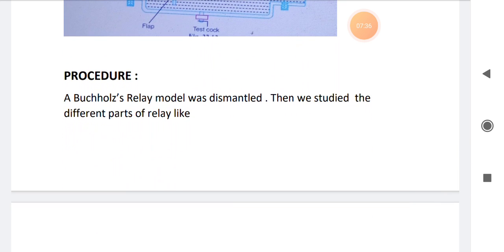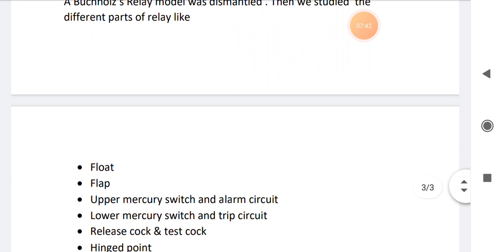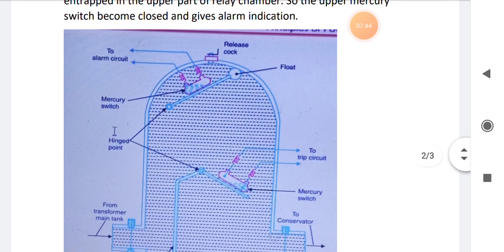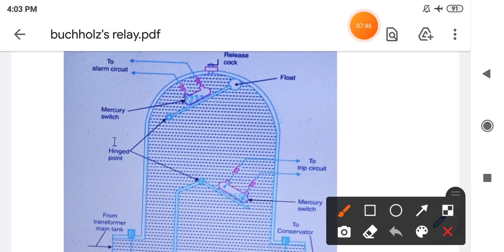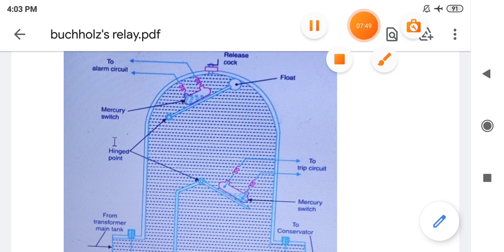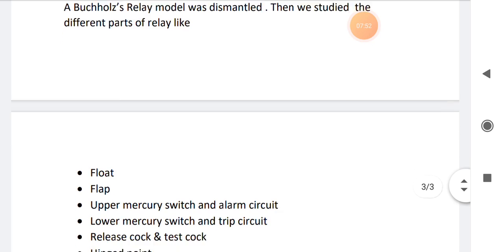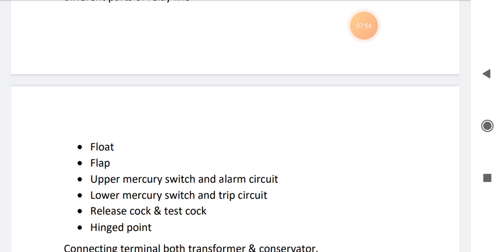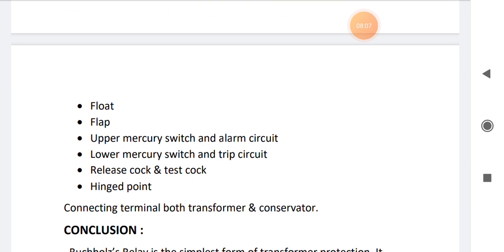The Buchholz relay model was dismantled. Then we studied the different parts of the relay, like the float. As you can see, there is a float. Right, this is the float. Now, what else? The flap is there, the upper mercury switch and alarm circuit is there, the lower mercury switch and trip circuit is there, a release cock and a test cock. So in your mind, there should be one question: why are there a release cock and a test cock in this Buchholz relay?